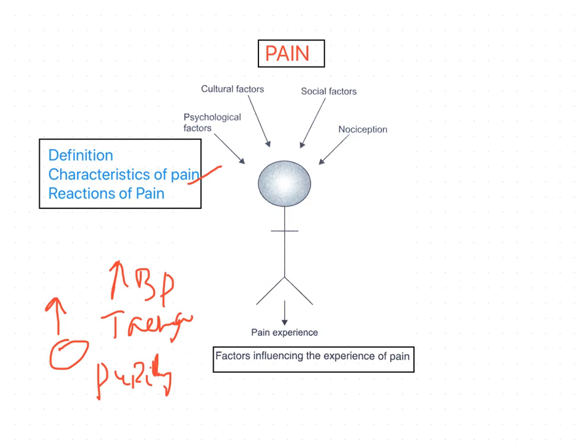And next one is the reflex response. A painful stimulus will always be associated with somatic reflexes. For example, a pinprick in the sole of the foot leads to the withdrawal of the foot, or if you touch any hot object, it leads to withdrawal of your finger. So these are the reflex responses, and these are the reactions of pain.